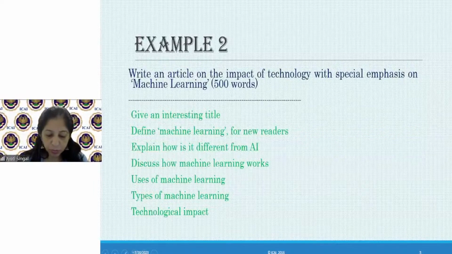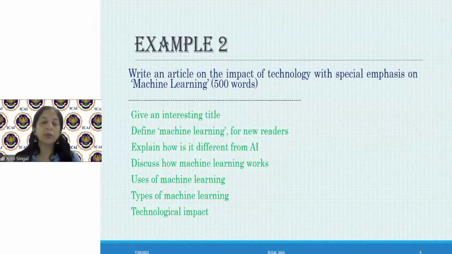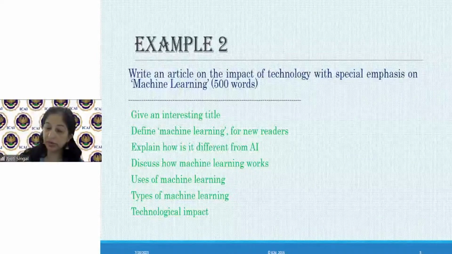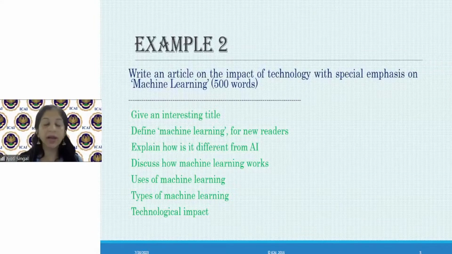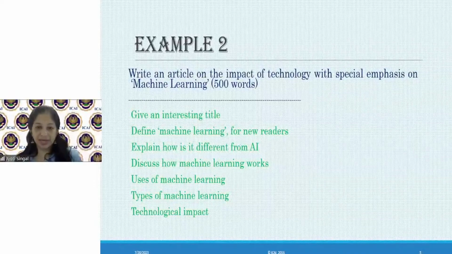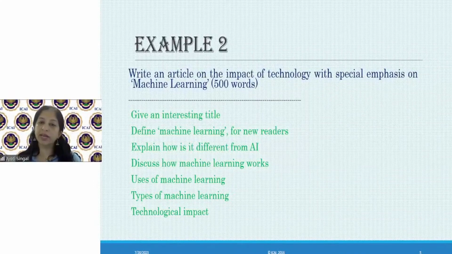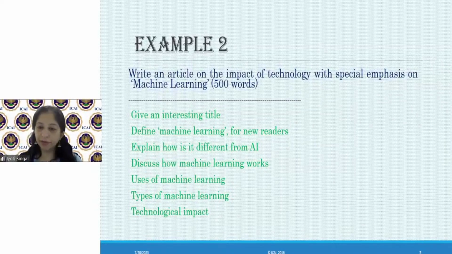Next, let's move on. Let's change the topic. Enough of water shortage. बहुत ज़्यादा पानी की कमी हो रही है. तो move on to something better. Write an article on the impact of technology with special emphasis on machine learning, and the word limit is 500 words. Now, please remember, right now, I don't want you to write 500 words. Just see my slide. And besides this, whatever ideas you are getting, you can share them in pointers, in bullets. Okay? Please don't sit to write 500 words in class, then the whole 2 hours will go in that.